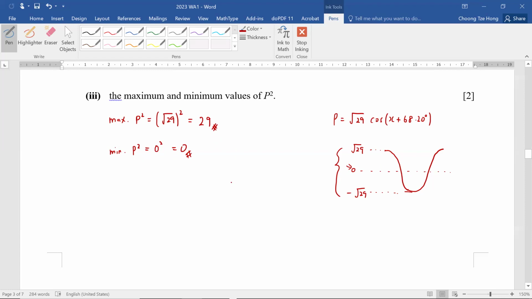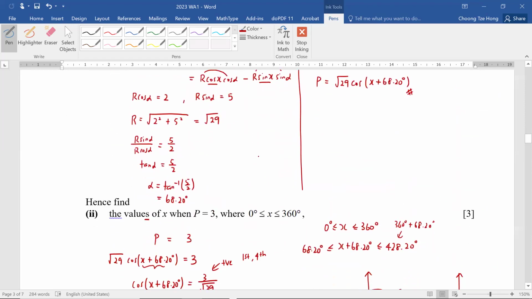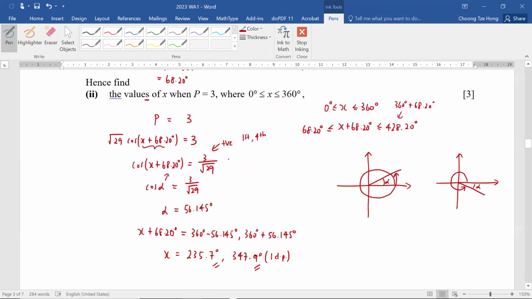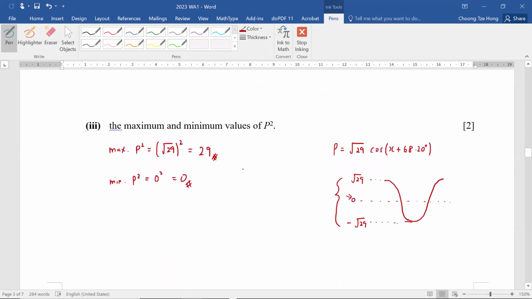So this one is not too difficult of an R formula question. The first part is actually quite standard. The second part is not too difficult to solve. It's basically just like solving a normal equation: find the basic angle, then search the required quadrants. Only the last part is slightly different.